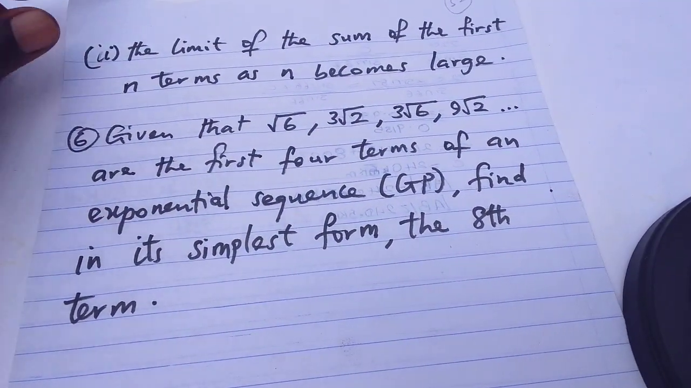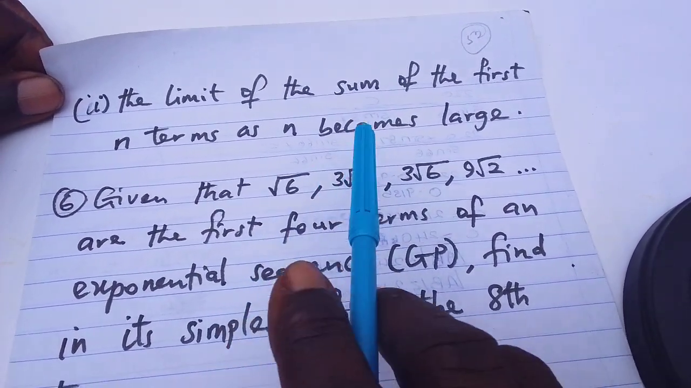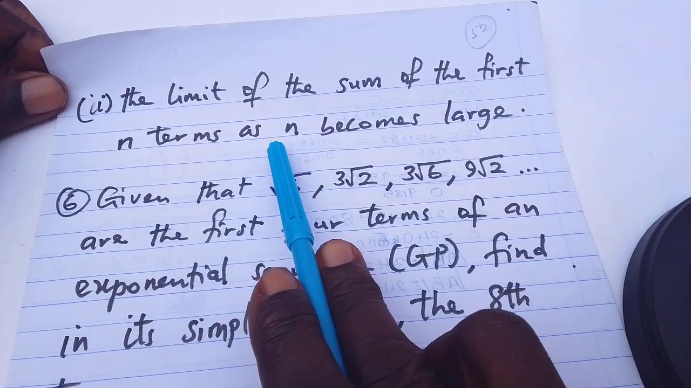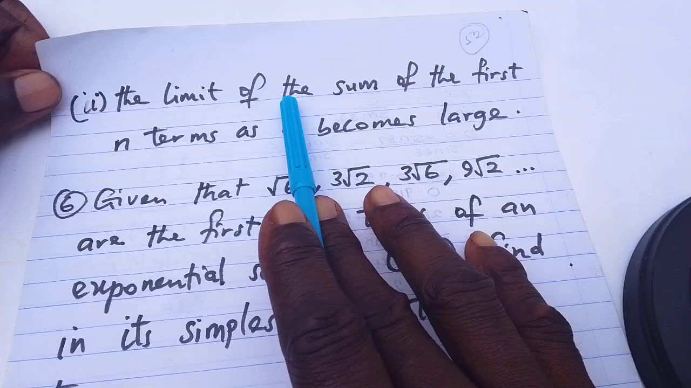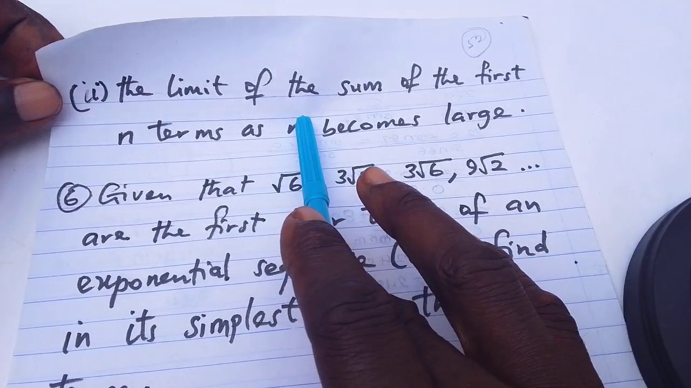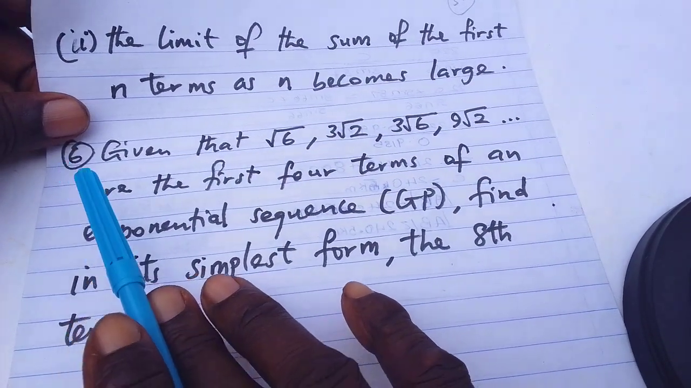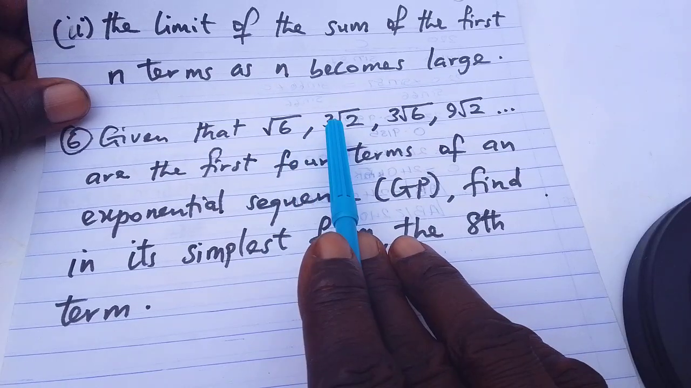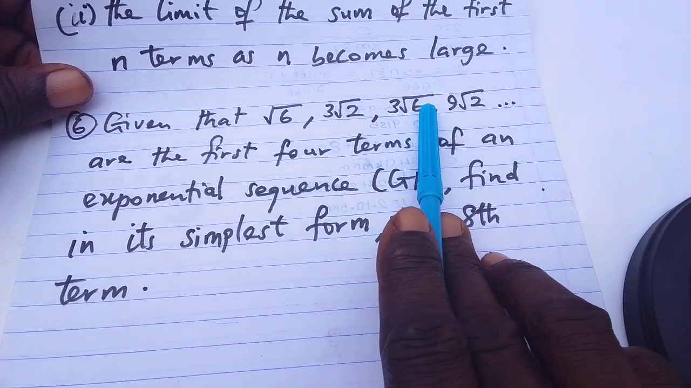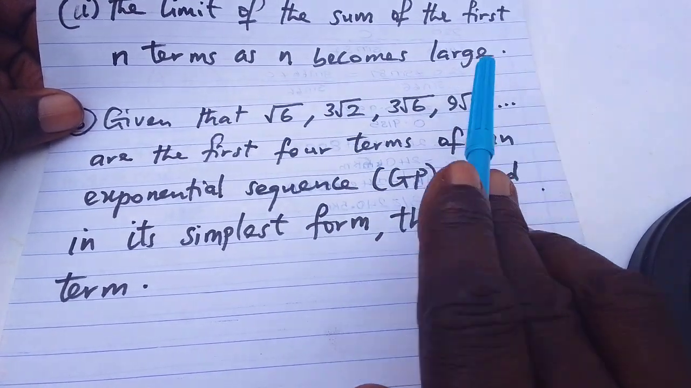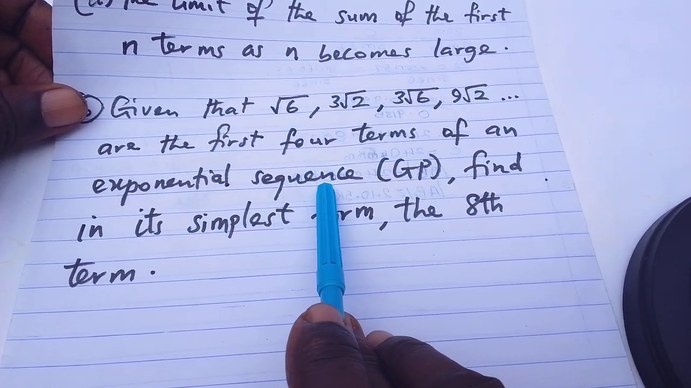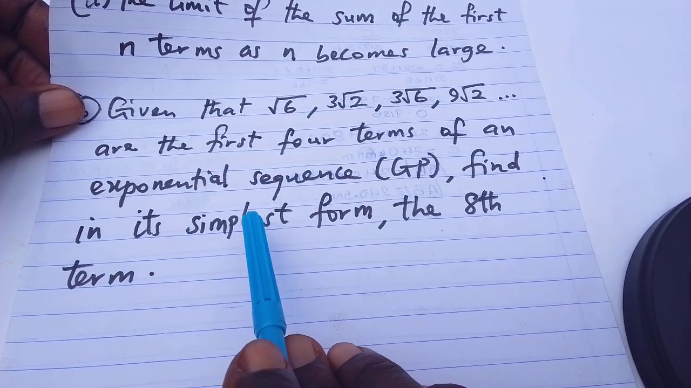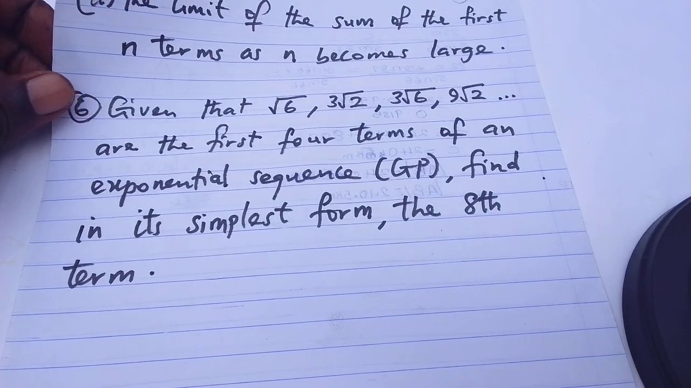Then figure 2, the limit of the sum of the first n terms as n becomes large. Here it means you have to look for the sum to infinity. Then number 6: given that root 6, 3 root 2, 3 root 6, 9 root 2, and so on are the first 4 terms of an exponential sequence, find in its simplest form the 8th term.